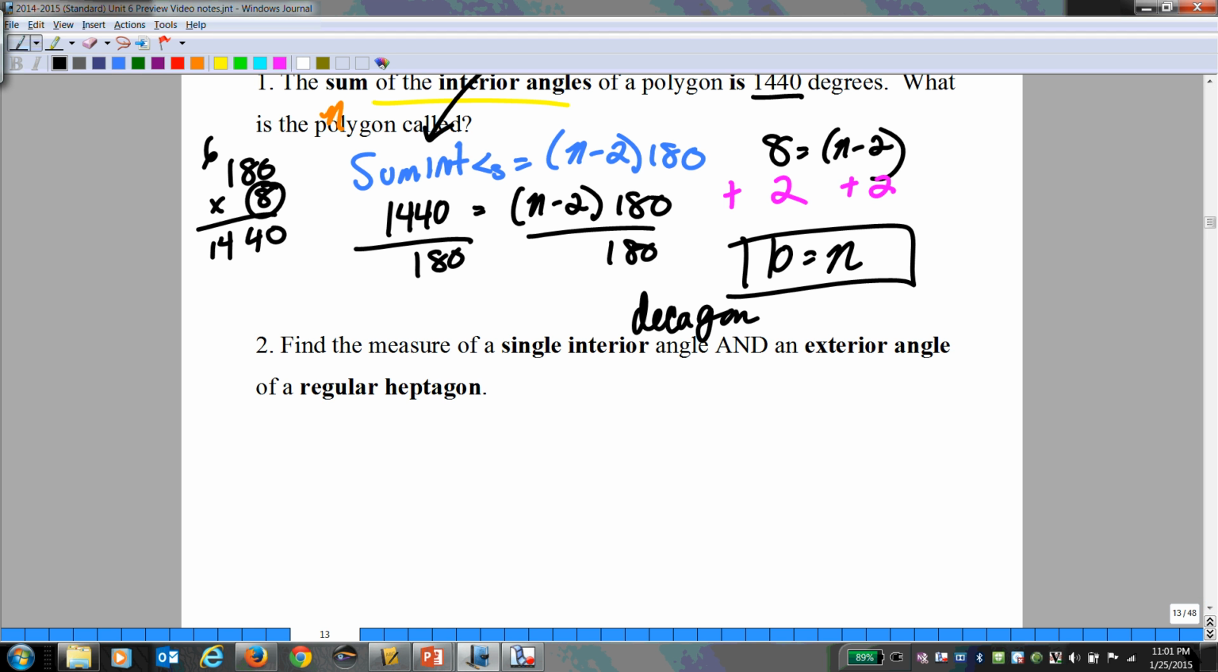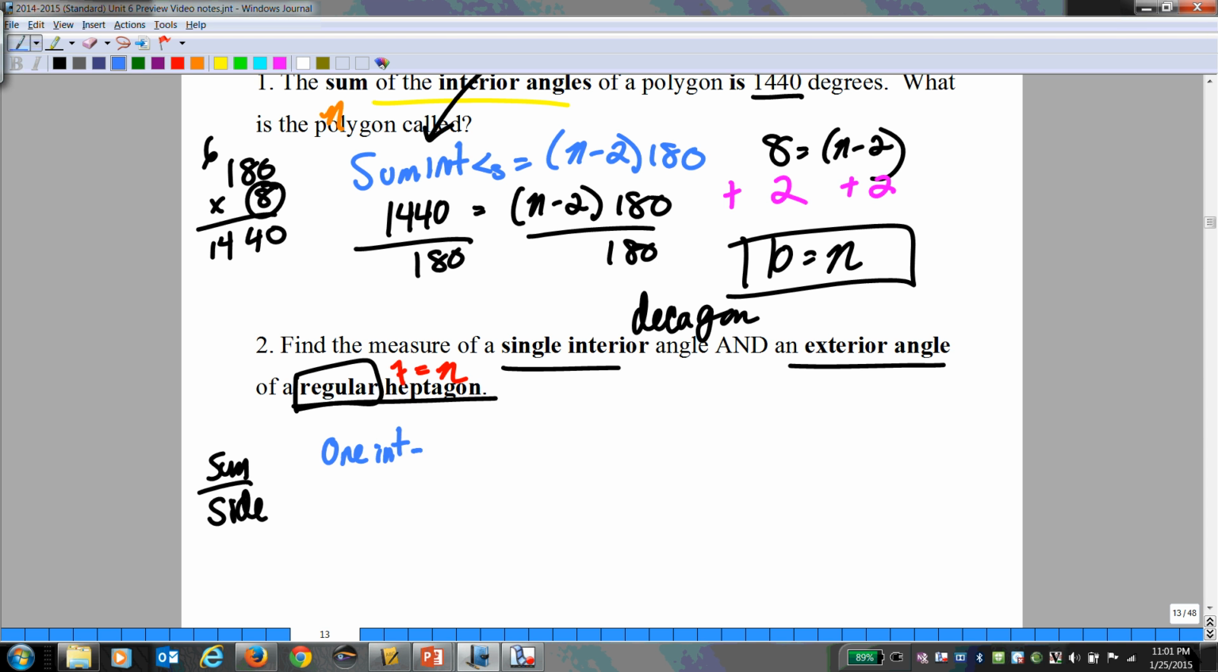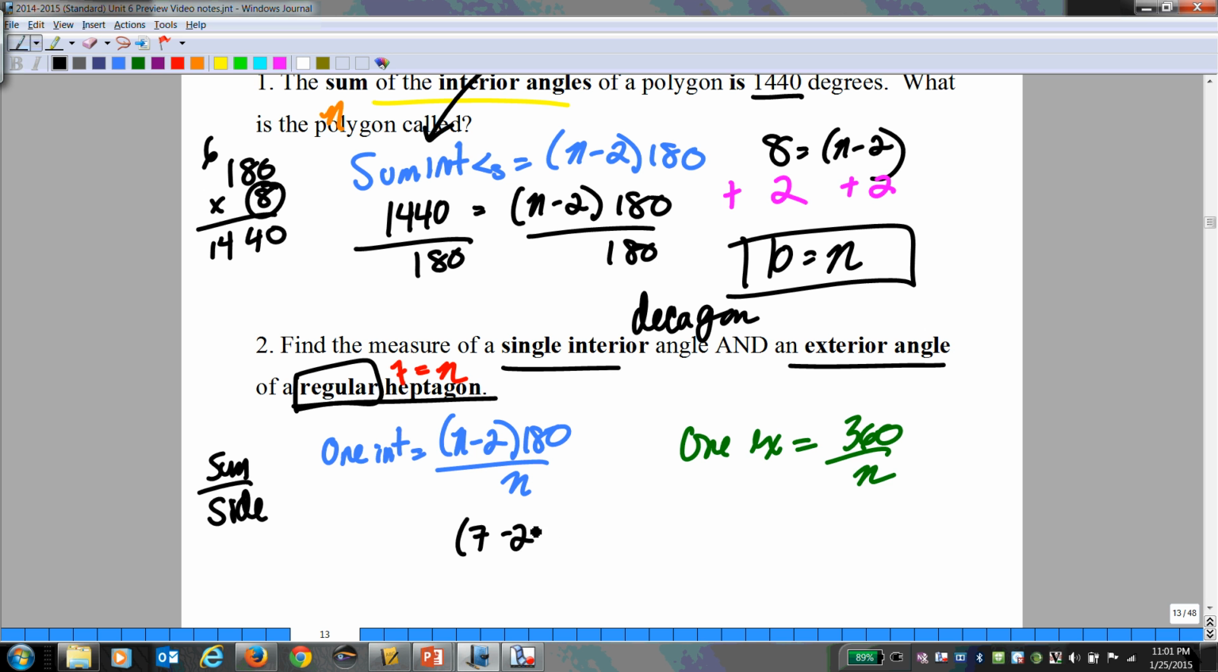It says find the measure of a single interior and a single exterior angle of a regular heptagon. And hep means 7 sides, so 7 is our n. So now we want one interior and one exterior. So it goes, each angle of a regular polygon, sum over sides, ain't this fun? Sum over sides. So for one interior, it's n minus 2 times 180 over n. For one exterior, that's 360 over n. So in this case, our n is 7 and in this case, it's 360.